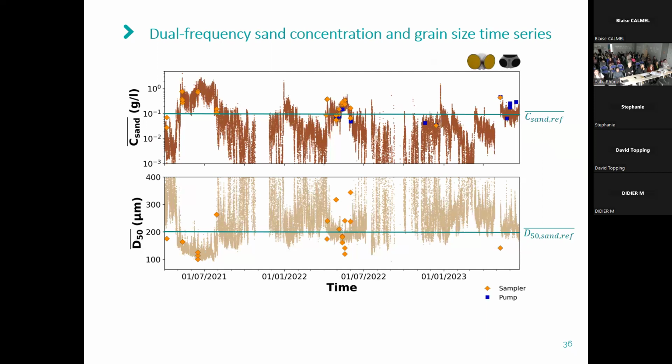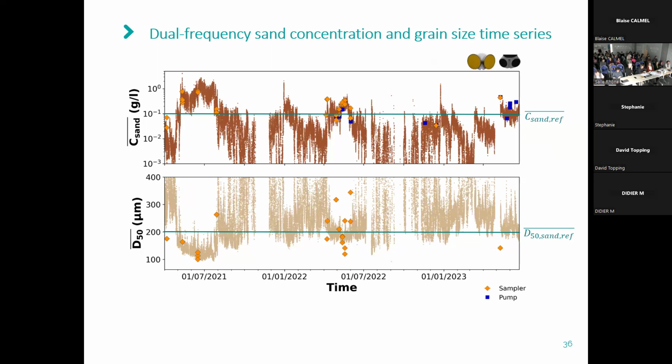We can see here that during the spring period of 2021, the concentration is higher than the reference sand concentration, and that during the same period, the grain sizes measured and acoustically estimated are smaller than the reference sand grain size. We can make similar observations for the spring periods in 2022 and 2023, but less pronounced.